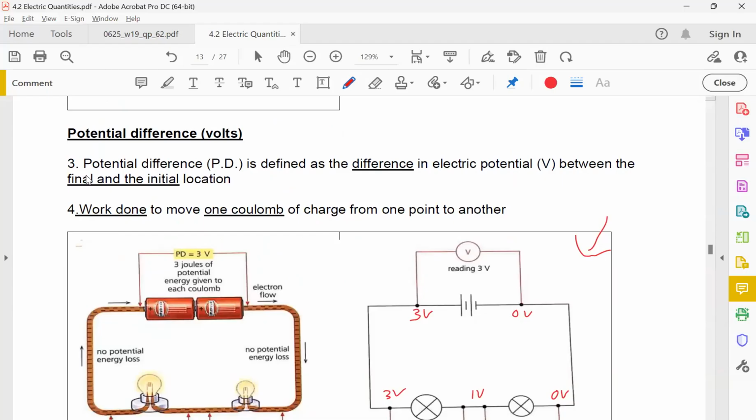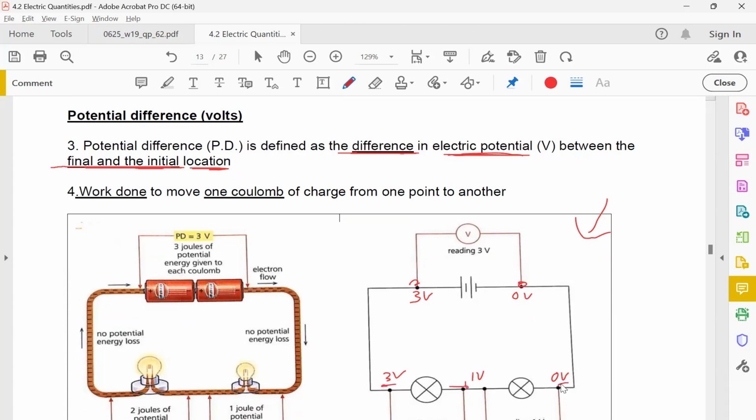Okay, so if you look at the definition, potential difference is defined as the difference in electric potential between the final and initial location. Final, initial. Once again, you'll notice that it has the exact same definition as electromotive force: work done to move one coulomb of charge from one point to another. It's literally the same definition with the same working, guys. Meaning potential difference also has a formula of work done over charge.